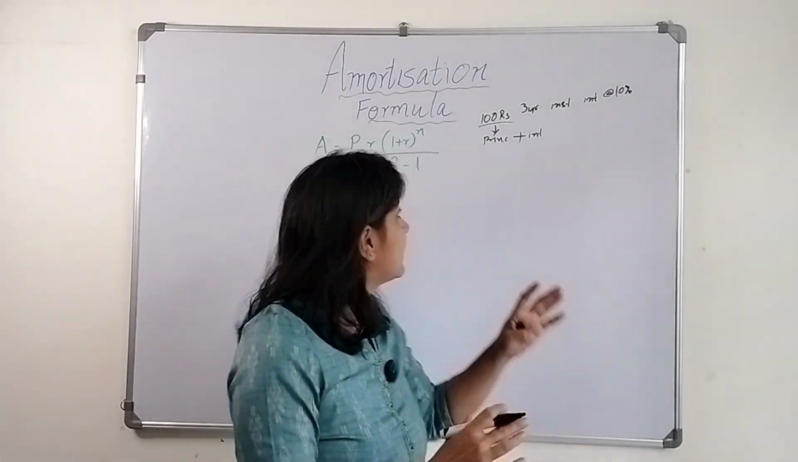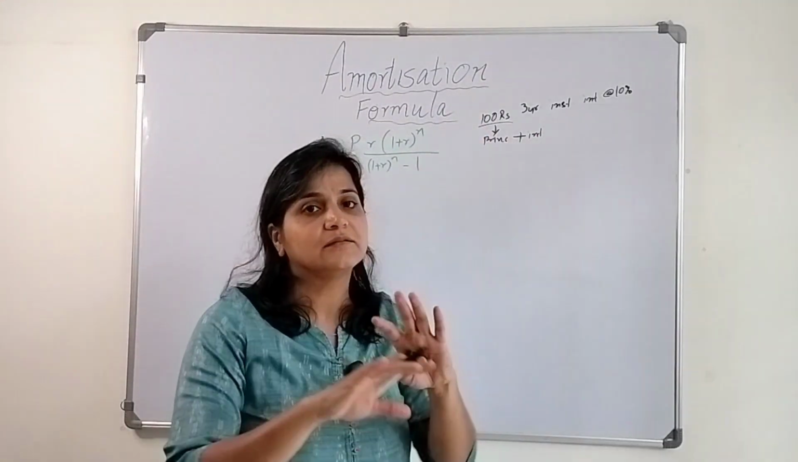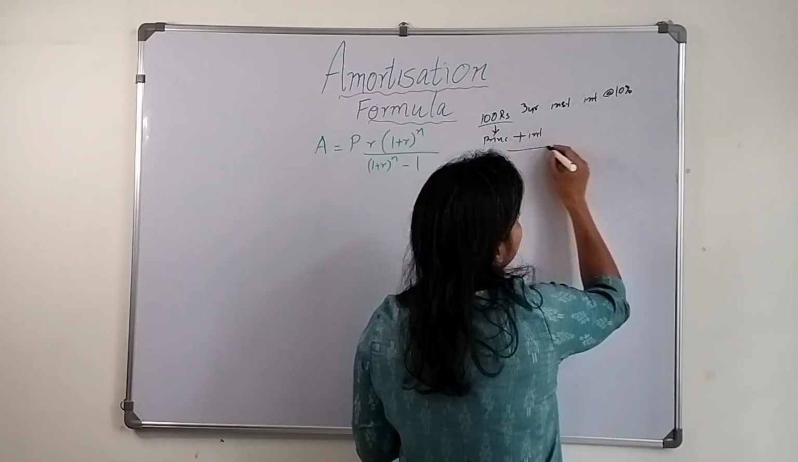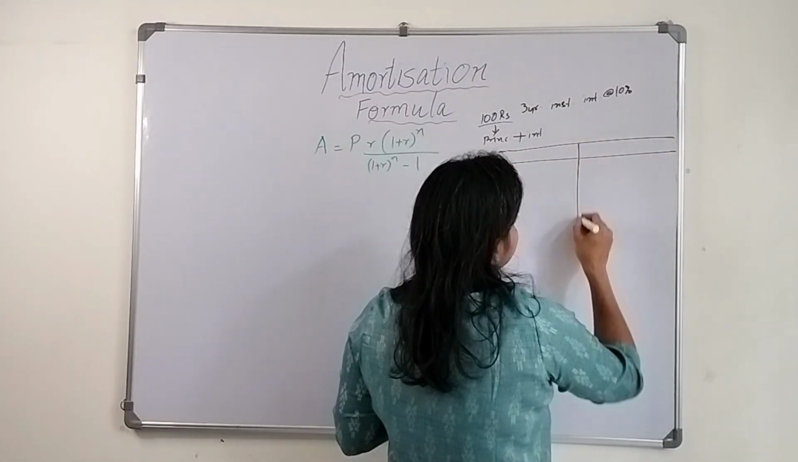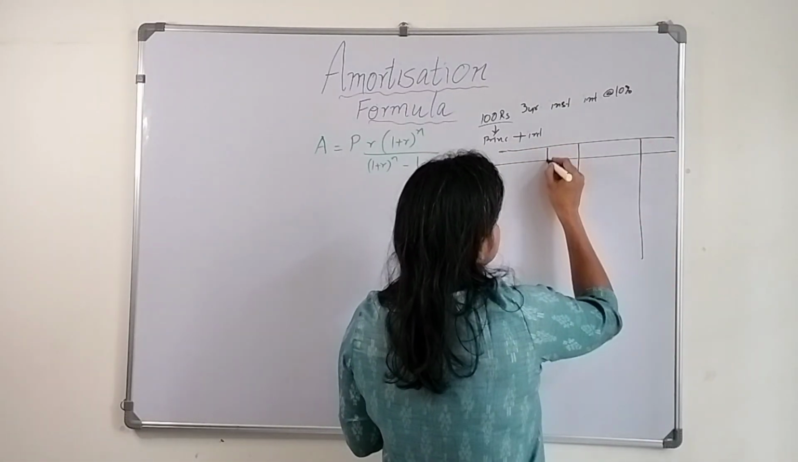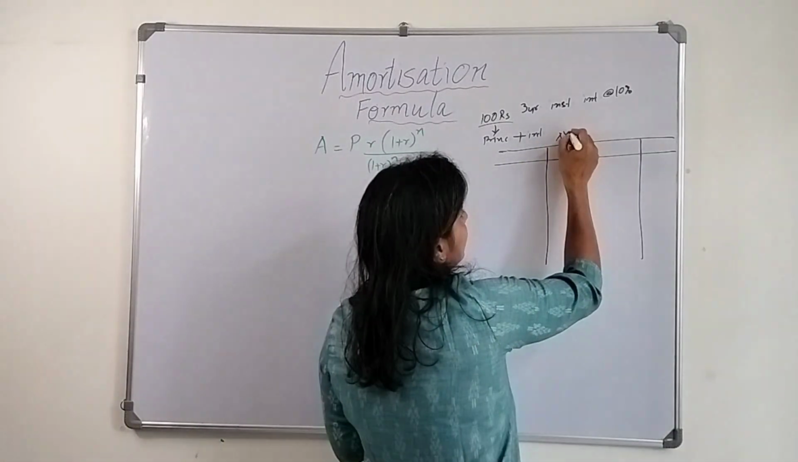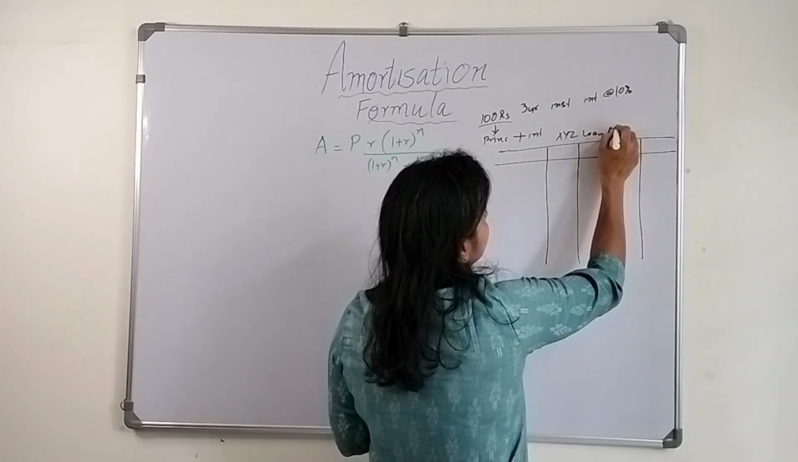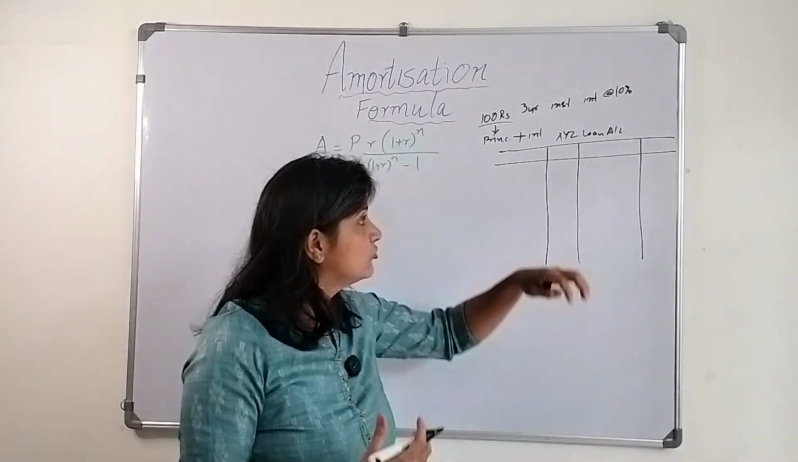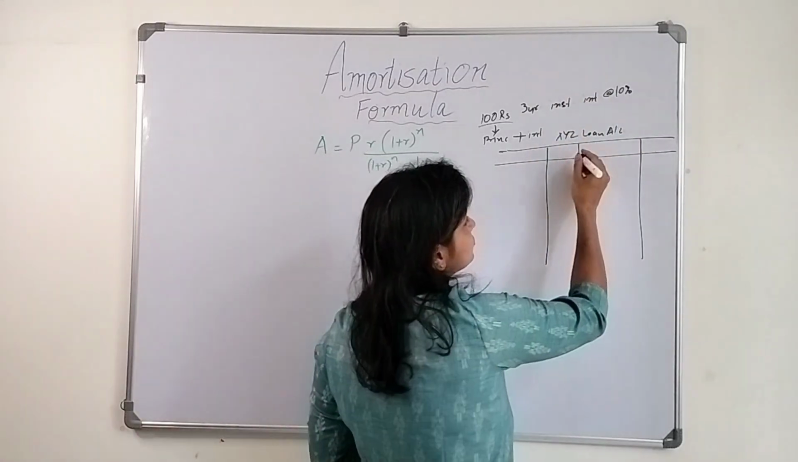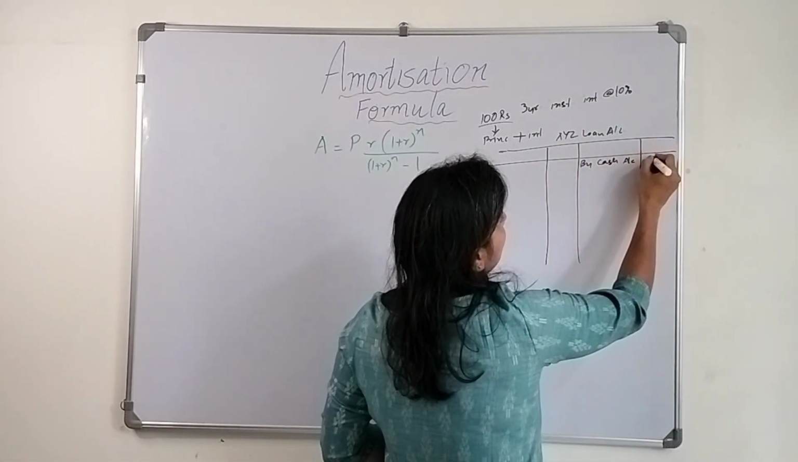I was not knowing this formula also, so instead I prepared an account for my friend, like how we prepare. This is my friend's XYZ loan account. The entry will be: cash account debit, because cash comes to me, to XYZ loan account, by cash account 100 rupees.